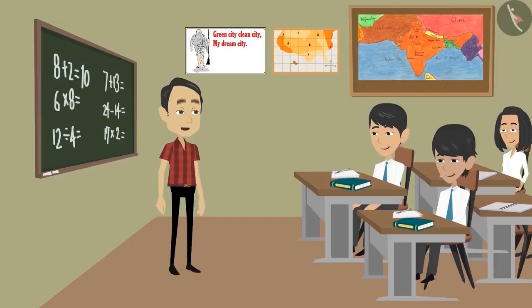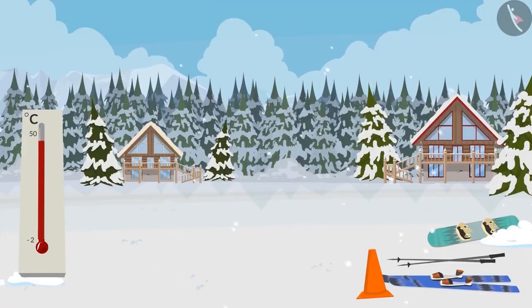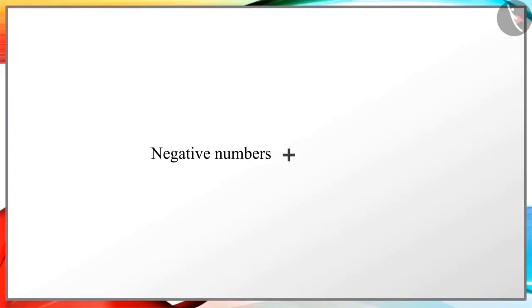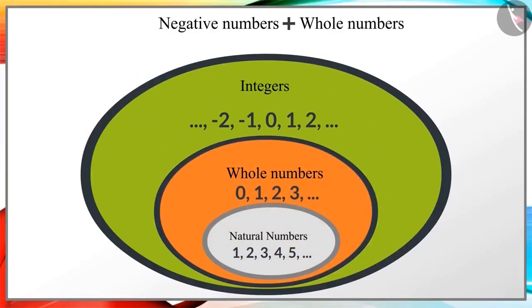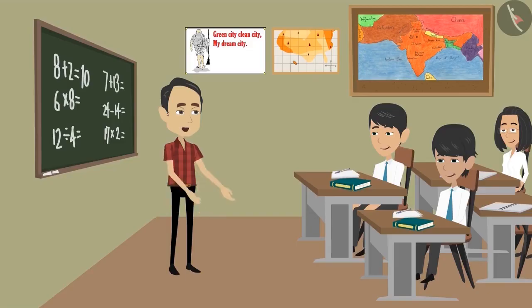Mohan, you are right. Children, you may all know that sometimes we have to use negative numbers. Like during winter, the temperature drops below 0 in many places. This is represented by a negative number, like -2 degrees Celsius. Now if we add negative numbers to whole numbers, then what is the group of numbers called? Sir, we call this group of numbers integers. Well done, Rahul. You remember everything from the previous class.